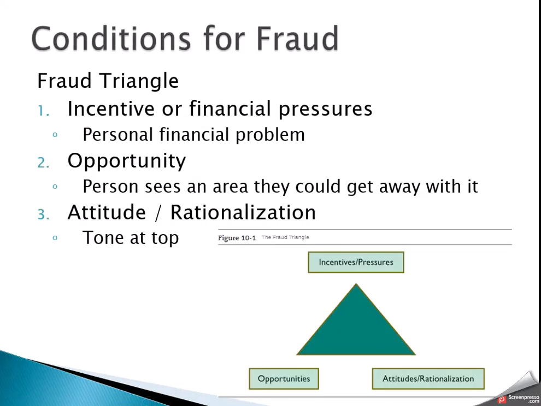So here's the conditions for fraud. It's called that fraud triangle, which you've probably had in other courses, but there's an incentive for you to steal or a financial pressure. So let's say you've got a personal financial problem. Maybe you're going through a divorce. Maybe you have a bad gambling habit and you're in debt due to gambling losses. Whatever. There's something that's making you think, oh gosh, I could use that extra money.